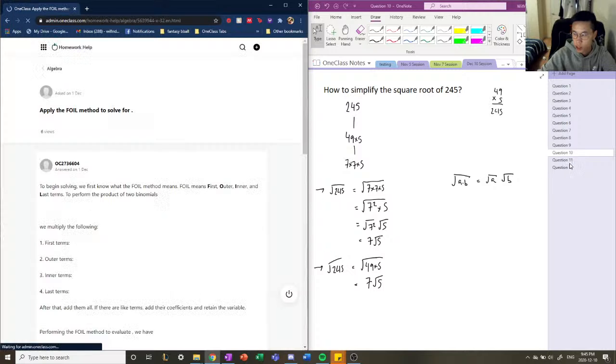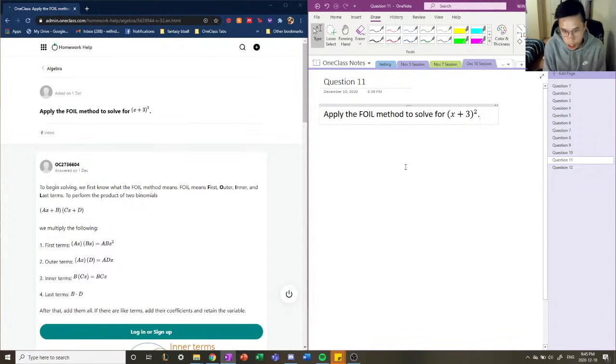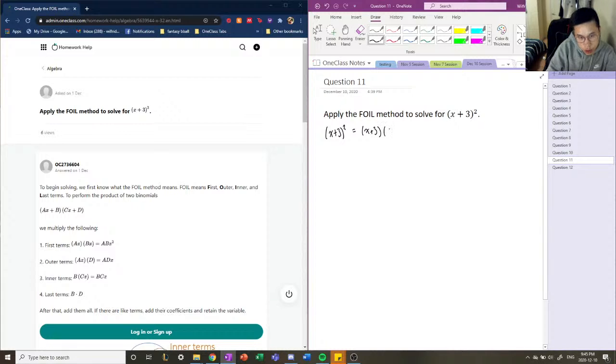All right, let's move on to question number 11. Apply the FOIL method to solve for x plus 3 squared. The FOIL method is an algorithm to help us expand these kinds of binomial terms. First of all, I'm going to write x plus 3 squared as x plus 3 times x plus 3. We're going to use some relational geography here to outline our FOIL algorithm. FOIL stands for first, outside, inside, and last. You don't really need to do it in this order, but it does spell out a word, which is nice. You can do first, last, outside, inside, and no one will hurt you about that.